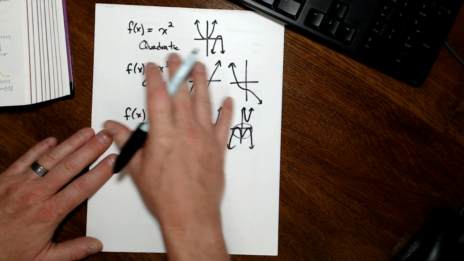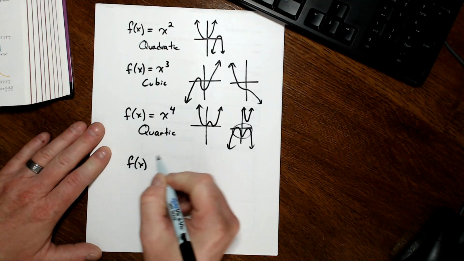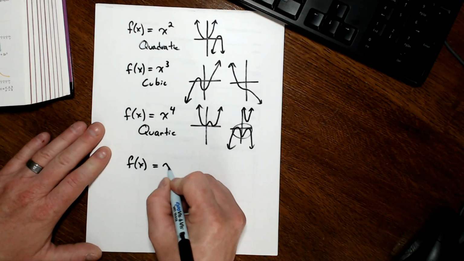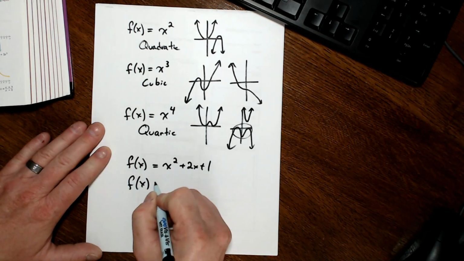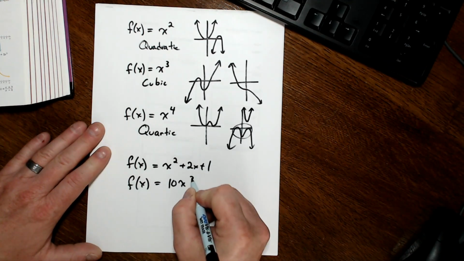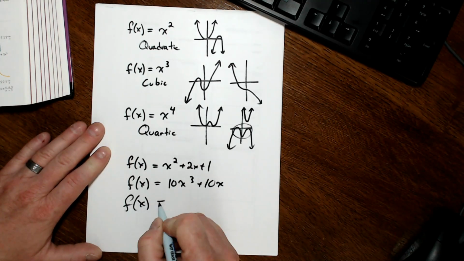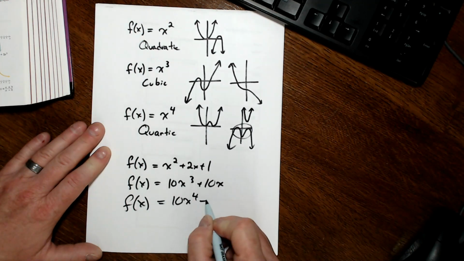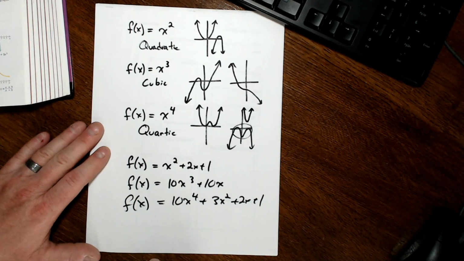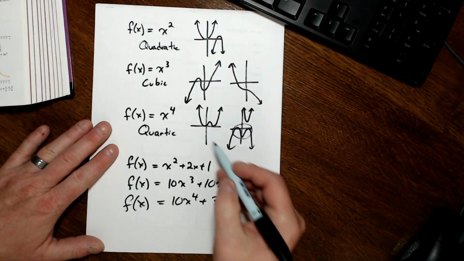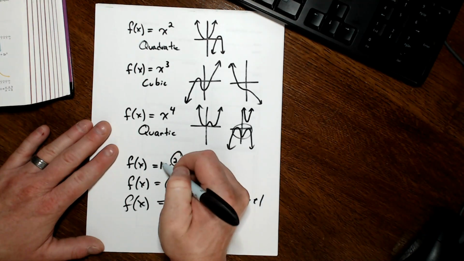Now, these are just the leading terms that we have for our polynomials. We can have any of our other terms. For example, an example of a quadratic would be this. An example of a cubic would be this. Quartic. And so on and so forth. But what's really important is the degree of the polynomial and any leading coefficients that we may have.